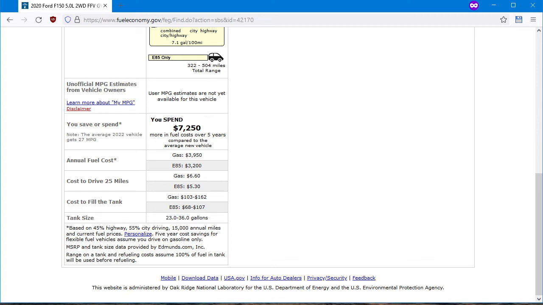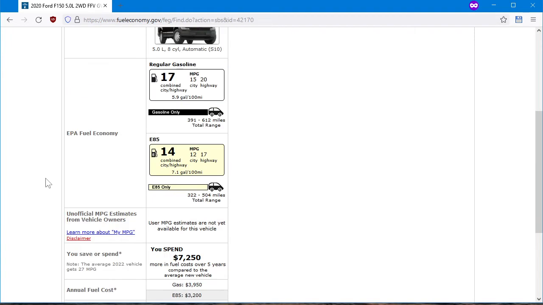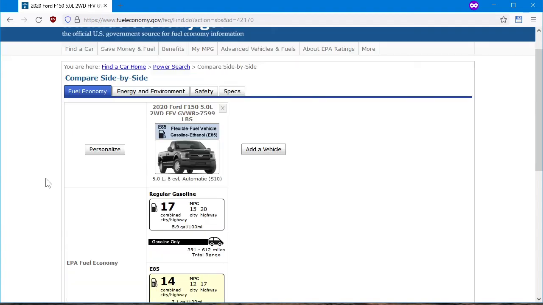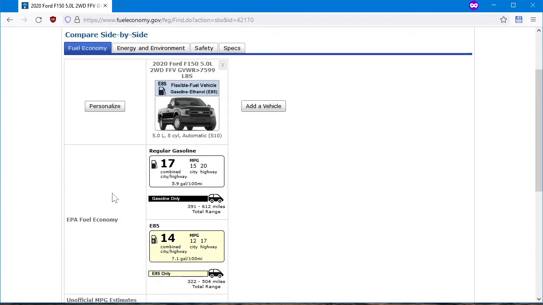Now I have my little notepad here. Tank capacity, average MPG, range, price per gallon, price per tank, price per mile. So we'll say 23. We can also get our average miles per gallon here, 17. Now it does have the E85 stuff, but I'm going to concentrate on just the gas lane here. So, okay, 17 average. Yep, that works.